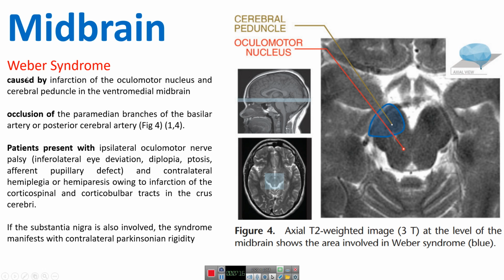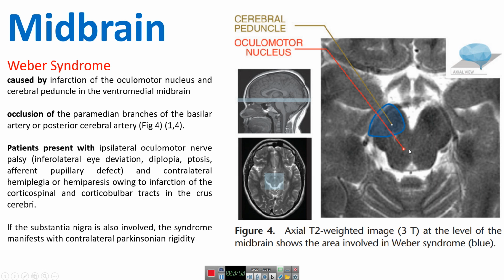First, the Weber syndrome. It is caused by infarction of the oculomotor nucleus and cerebral peduncle in the ventromedial aspect of the brain. This is the cerebral peduncle, and this is the site of the oculomotor nucleus. Which artery is occluded? This is the most important. It is occlusion of the paramedian branch of the basilar artery or the posterior cerebral artery.